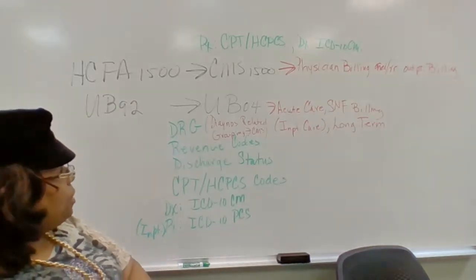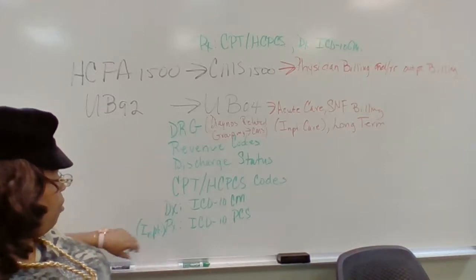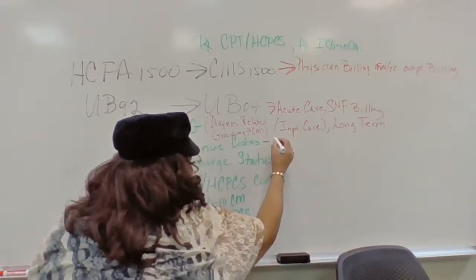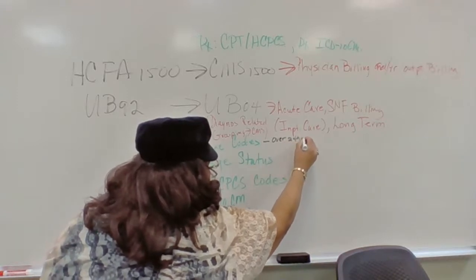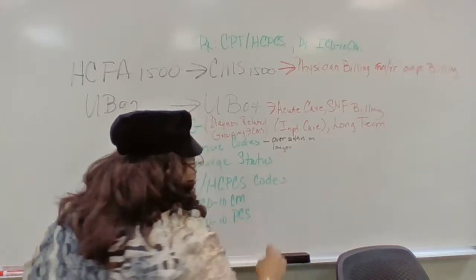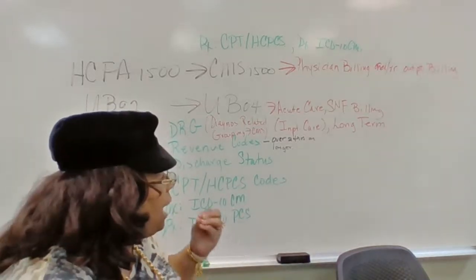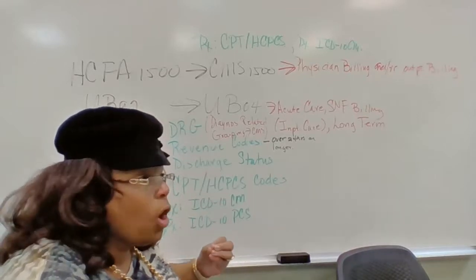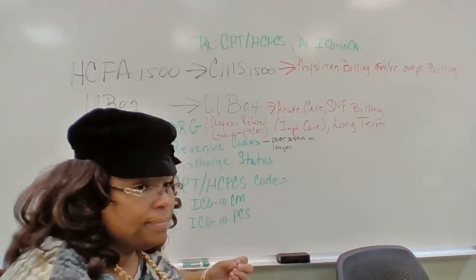Okay. On the UB04, you would have to use revenue codes. Revenue codes further explain if the patient stayed in the hospital 24 hours or longer. Okay? Anything that is over 23 hours is considered inpatient.